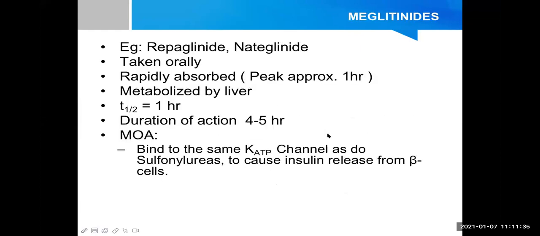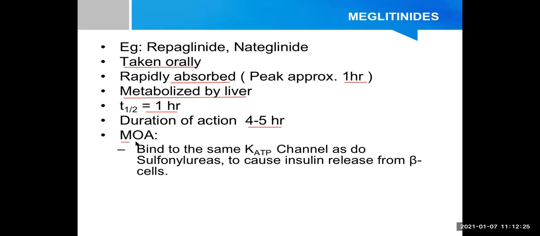Let's move on. Now, let's elaborate a little bit about each of them. What about meglitinide? Repaglinide and nateglinide are the examples. They are taken orally. That's why they are discussed under oral anti-diabetic drugs. They are rapidly absorbed; the peak serum concentration is achieved in 1 hour. They are metabolized by the liver, so we should be careful in liver diseases. The half-life is 1 hour. Duration of action is around 4 to 5 hours. These are not very important points. These are pure pharmacological knowledge, and pure pharmacological questions are very rarely asked in medicine. We ask those questions which are clinically correlated.